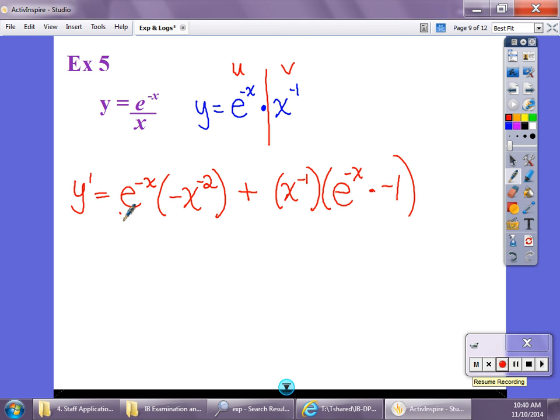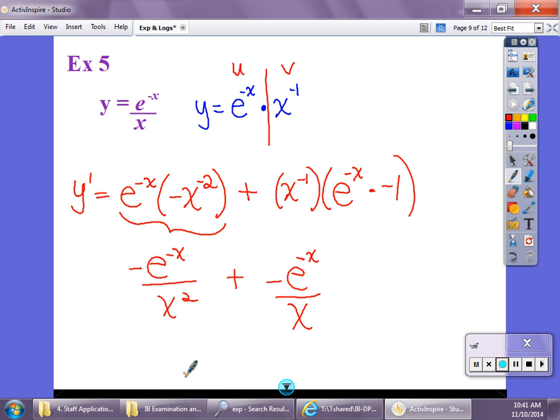Okay, let's deal with this term first. Okay, well, we could do e to the negative x, put this negative in front, and x to the negative 2, we can move that down to x squared. Okay? Plus, let's do this one. This negative could go in front, right? Negative e to the negative x. This x goes in the denominator, right?